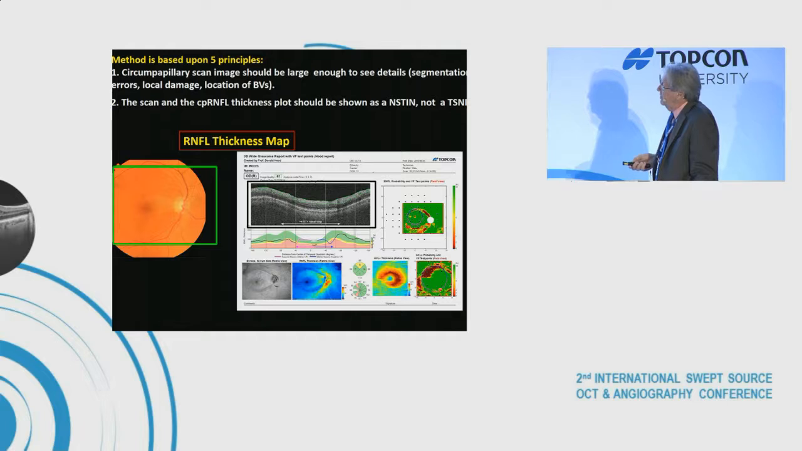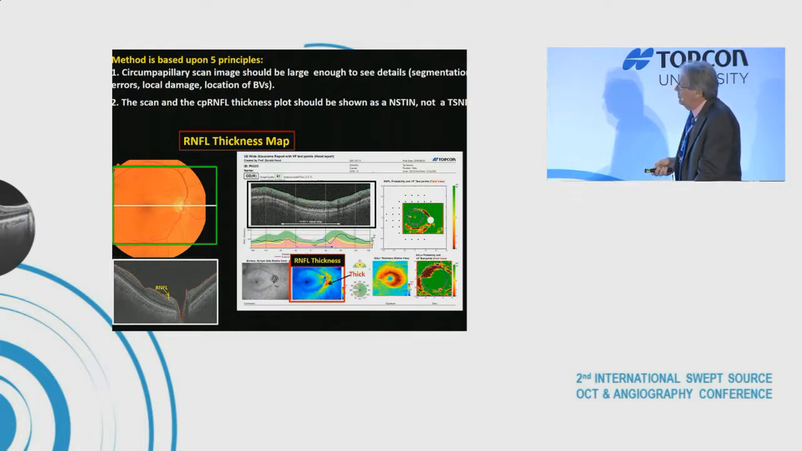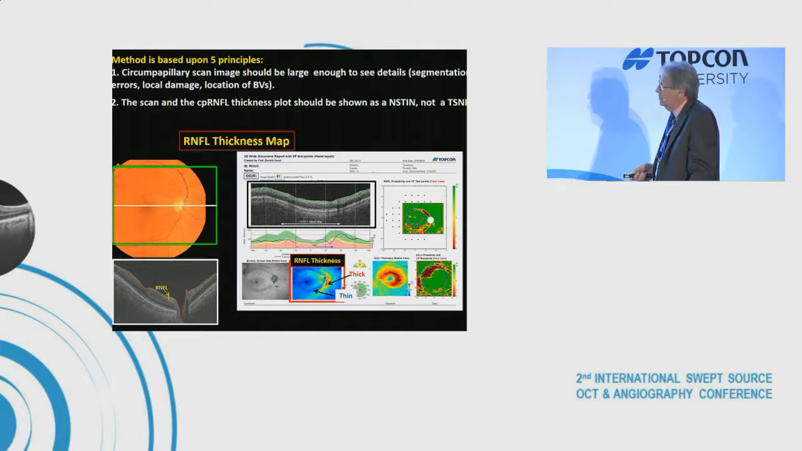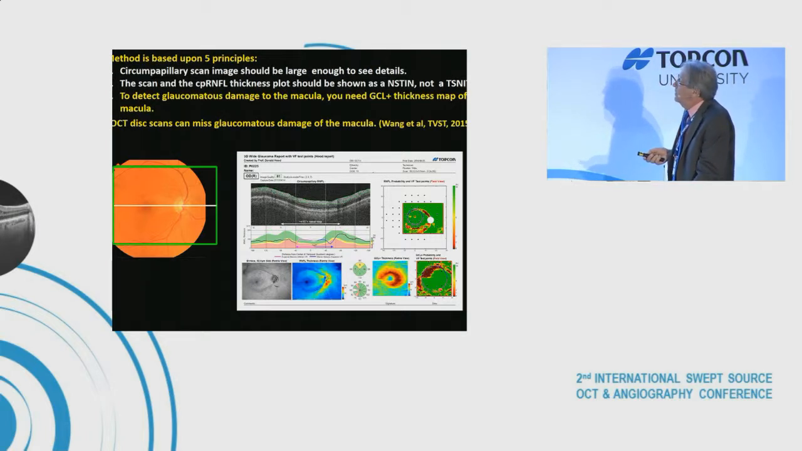Okay, so let's look at the other pieces of the report. This is the retinal nerve fiber layer thickness. It's pseudo-color. So if we take a line through here, what we're actually doing is looking at the thickness of this right here. Dark red is thick. Dark blue is thin. Now, if you only look at this, you're going to miss some macular damage. So one of the things we're very strong on is you want to look at the ganglion cells in the macula as well.